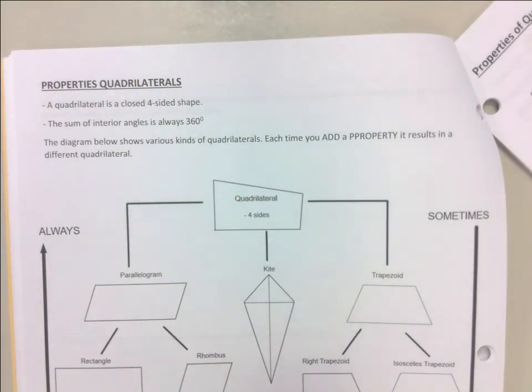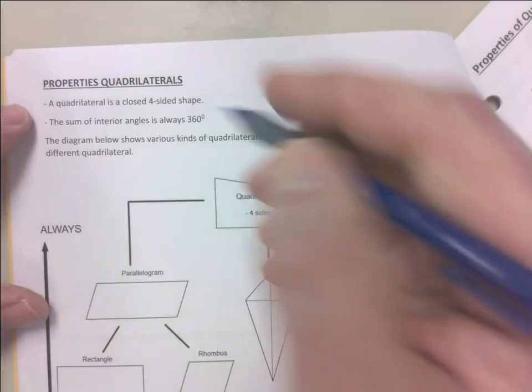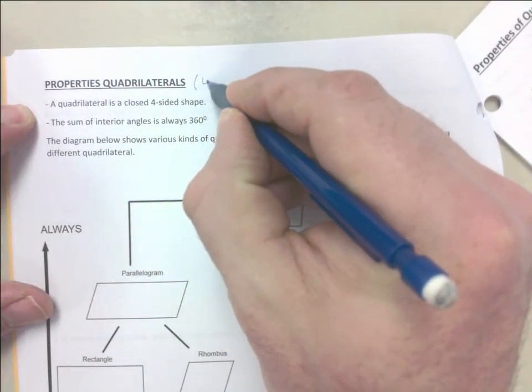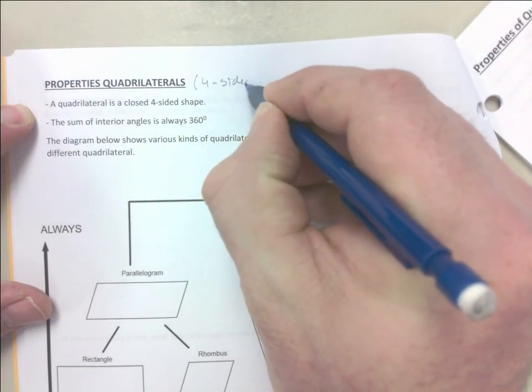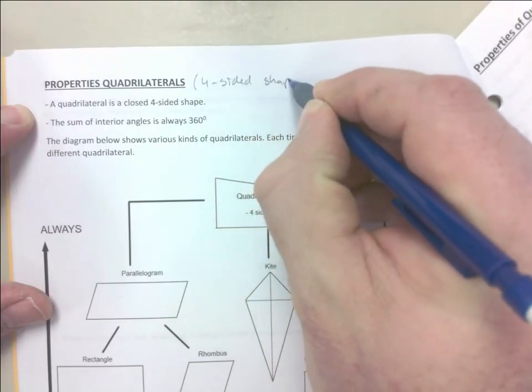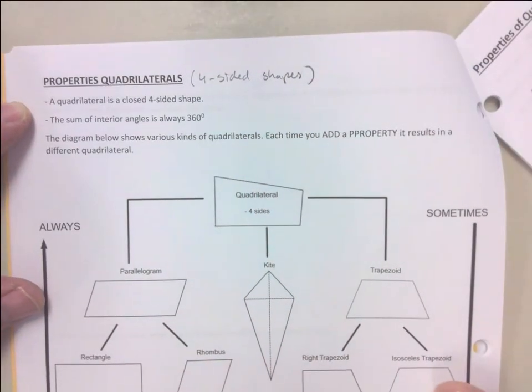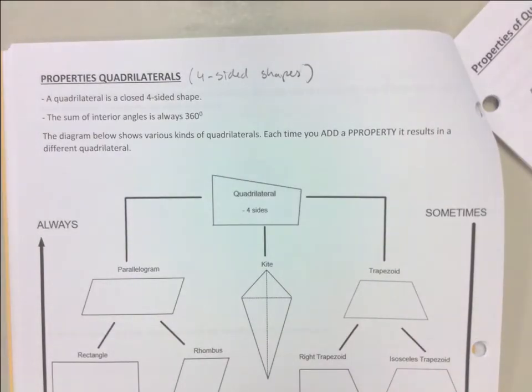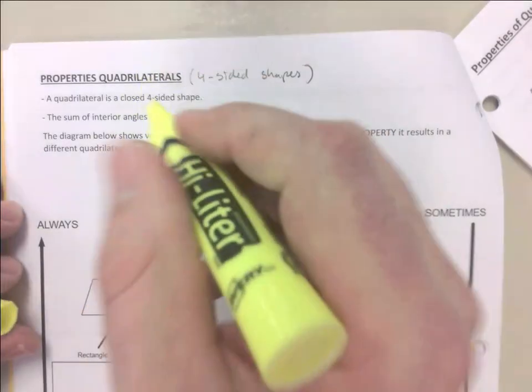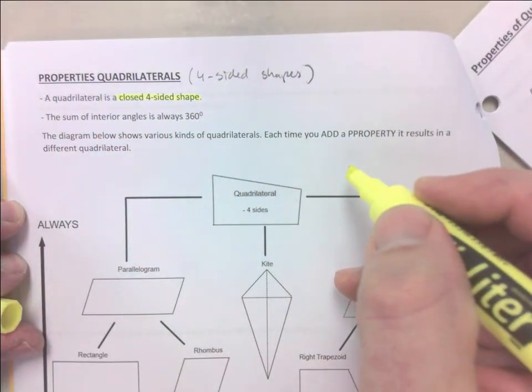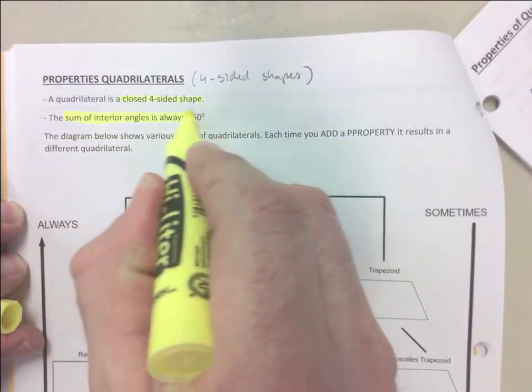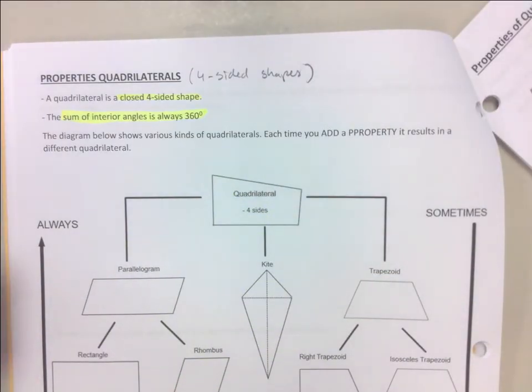Okay, so we're going to talk about quadrilaterals. Quads, right? Think of four-sided shapes. What is a quadrilateral? It's a four-sided closed shape. Okay? The sum of the interior angles is always 360.